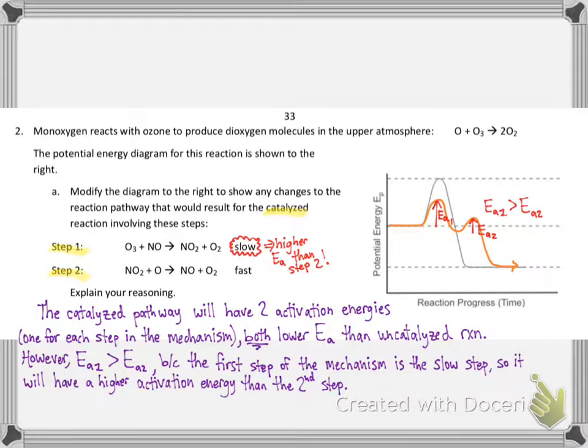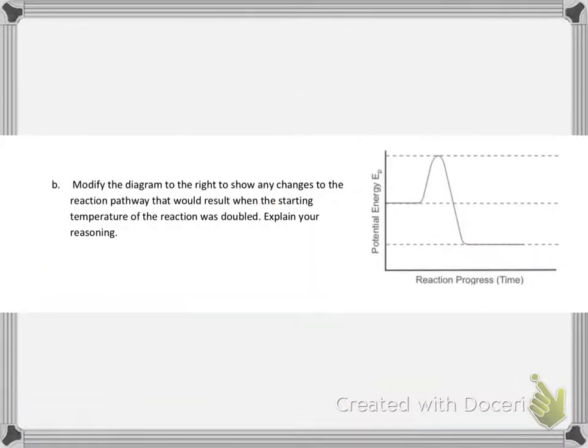All right, let's take a look at the next one. The next one says modify the diagram to show any changes that result when the starting temperature of the reaction was doubled. Warming things up. And then you're going to explain your reasoning. So, reaction pathway, explanation. Go! When you are ready to check your answer, of course, unpause the video.